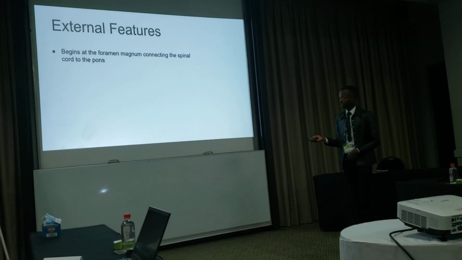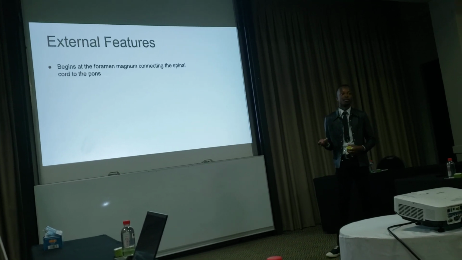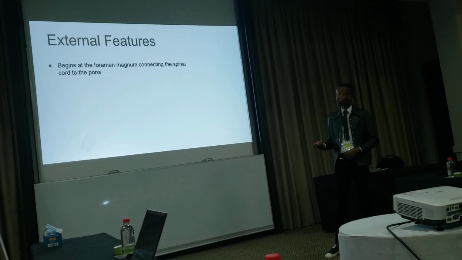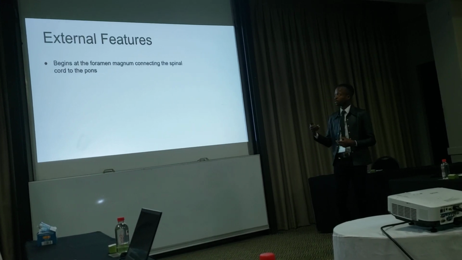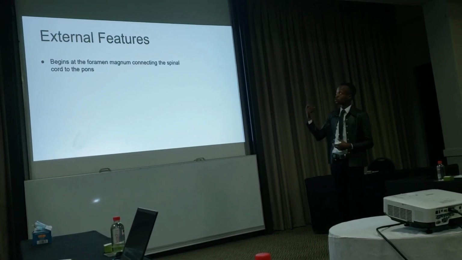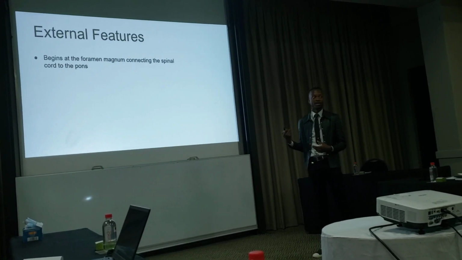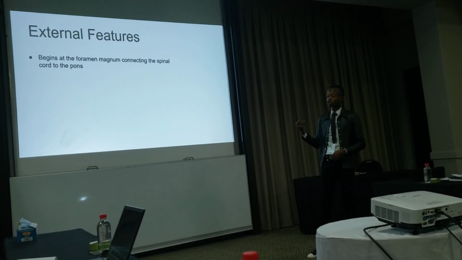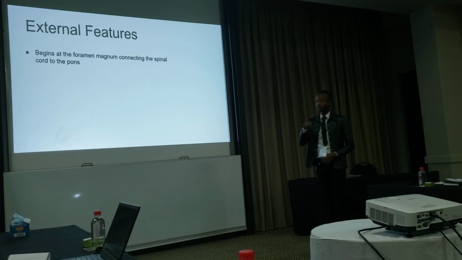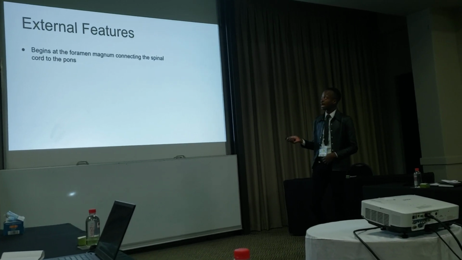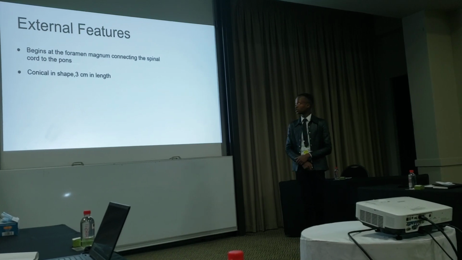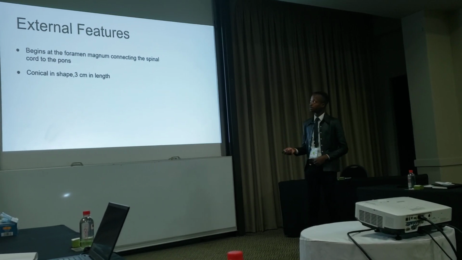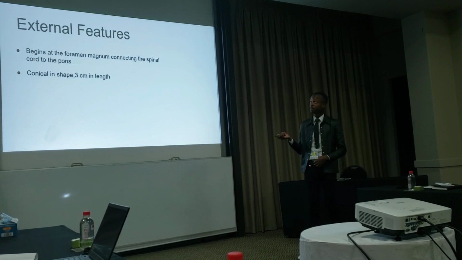Our medulla begins at the foramen magnum as a continuation of the spinal cord. It joins the pons rostrally to the spinal cord inferiorly, and it rests on the midline part of the occipital bone. In terms of shape, it is conical, and it is 3 centimeters in length, making it the longest part of our brainstem.